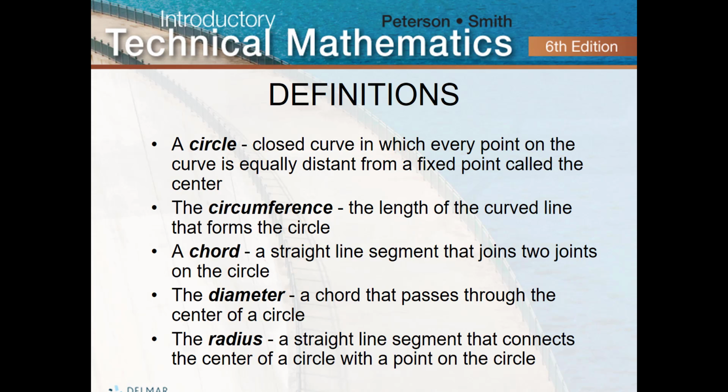All right, a circle is a closed curve in which every point on the curve is equally distanced from a fixed point called the center, all right? The circumference is the length of the curve line that forms the circle. So the perimeter of a circle is called specifically a circumference. A chord is a straight line segment that joins two points in the circle. The diameter is a chord that goes straight through the center. So we have diameter, and then half a diameter from the center is our radius. And that's a straight line segment that connects the center of the circle with a point on the circle.